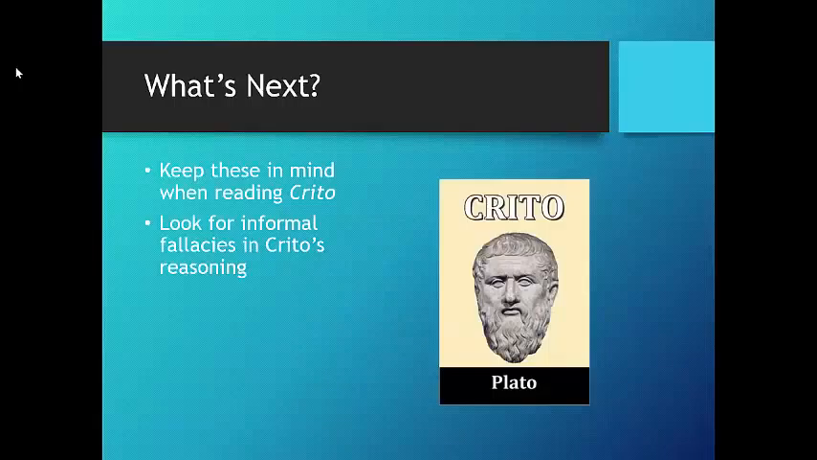So what's next? I want you to keep these fallacies in mind and these styles of argumentation in mind when we're reading the Crito, which is what the assigned reading is for next time. What I want you to do specifically, you're going to be reading a dialogue written by Plato, and it's a conversation between Plato's teacher Socrates and another guy named Crito. And Crito is trying to convince Socrates to do something. So I want you to look at Crito's argument and look for any informal fallacies that you see there in his line of reasoning. And we're going to use that to further apply our ideas of how to make a good philosophical argument.